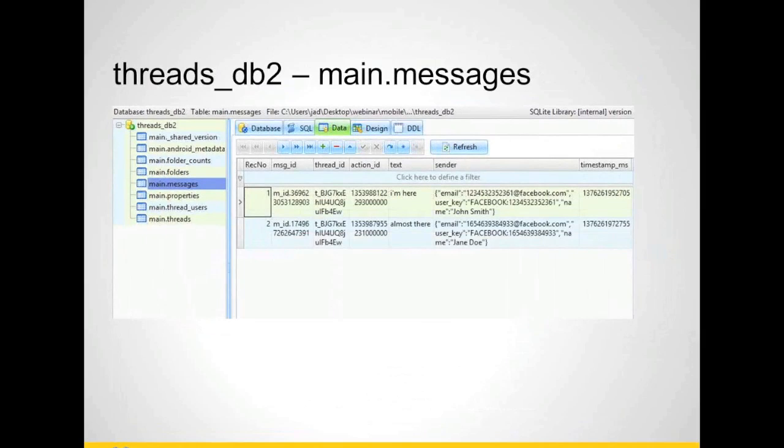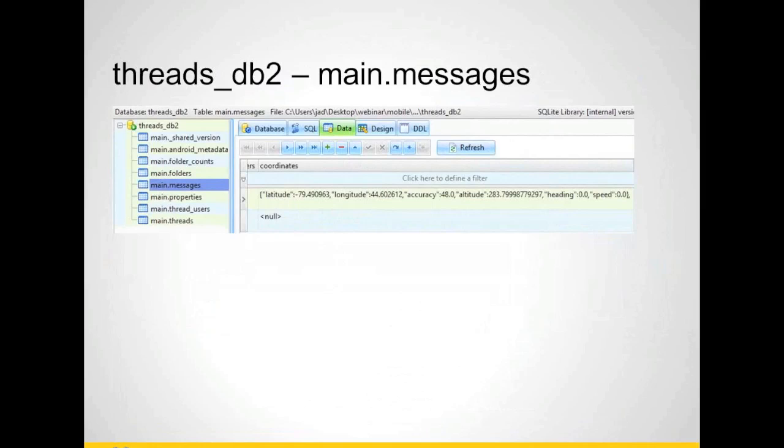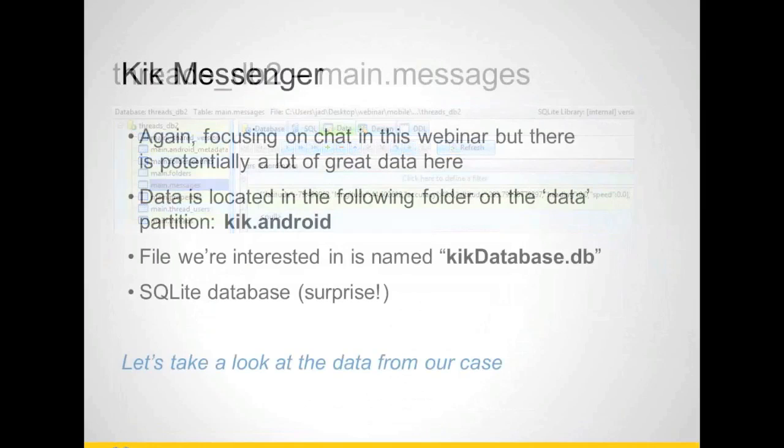So you can see the message there where he's saying I'm here, and then a reply from the victim saying that she's almost there. So that's some of the data that you'll find in the threads_db2 file. There are other tables, obviously, with more information that's useful to look at if you're investigating a case and you want the full picture. So lots of great data to look at for the Facebook app on Android.